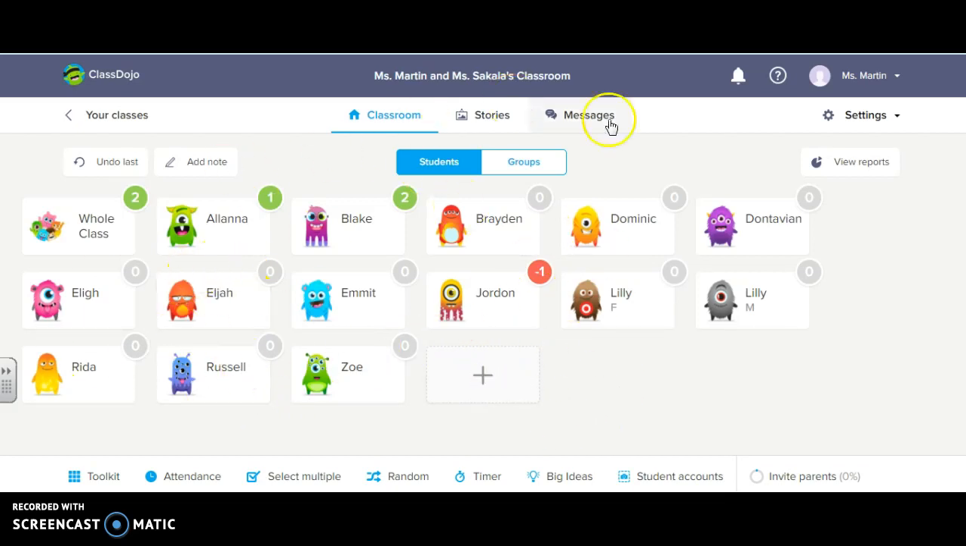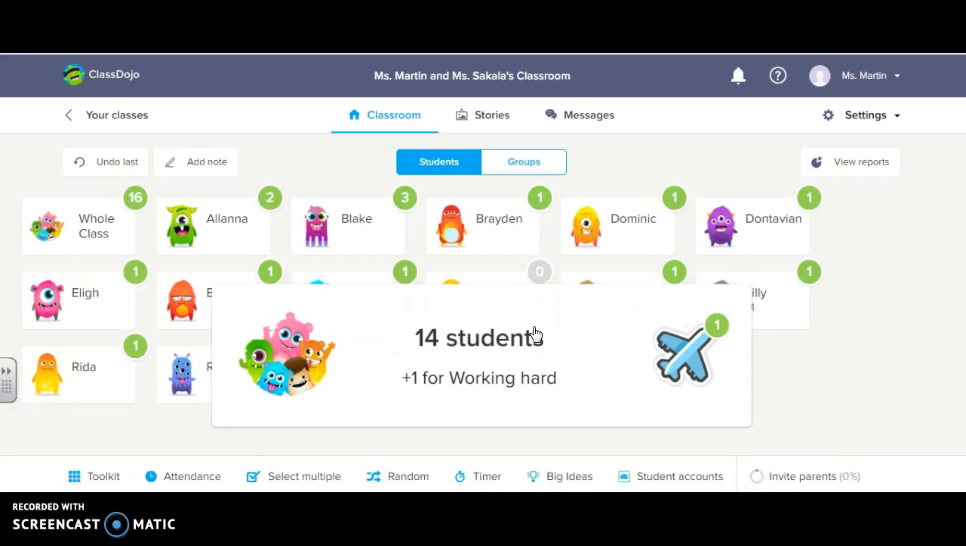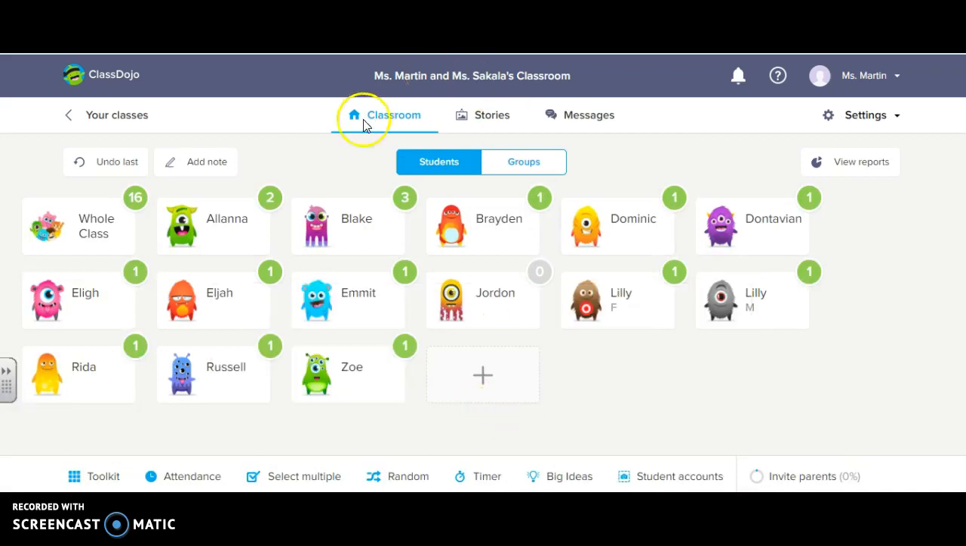So you can set up all students. If you wanted to, you could do it as a whole: the whole class worked hard, so they all got a point. That's something that I find to be great. So if you notice that your kids are doing a great job, just give them all a point so that they all know and stay focused.